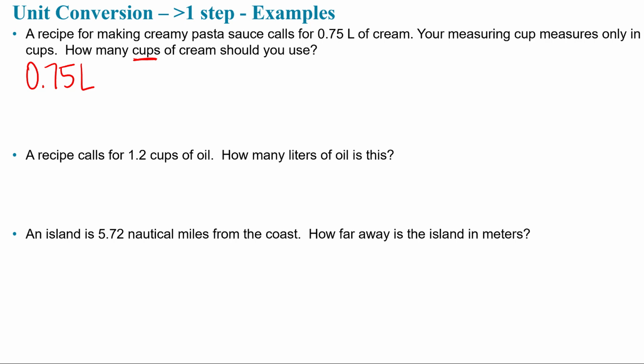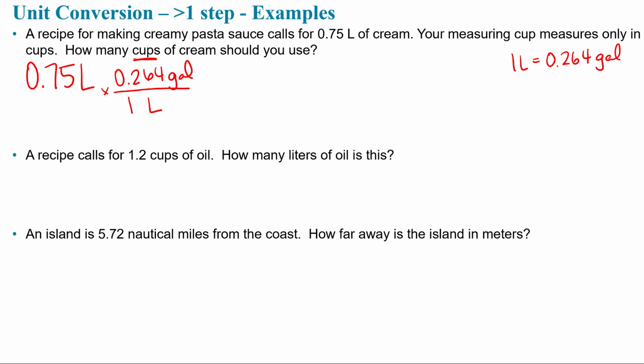So looking at the chart that you have, I have 1 liter is 0.264 gallons, and that's the only place where I have liters. So that's what I'm going to use. I'm going to put 1 liter on the bottom to cancel out liters, and I'm going to put 0.264 gallons. Well, I want cups, so I need to get to cups. So right now I have gallons.